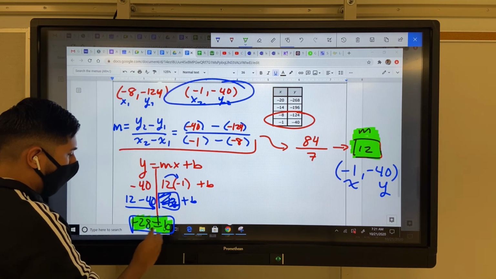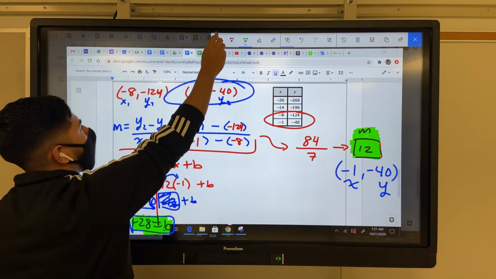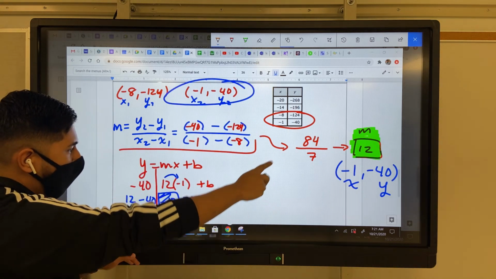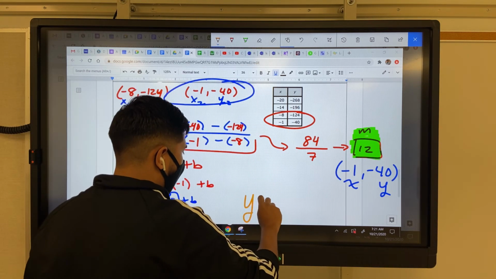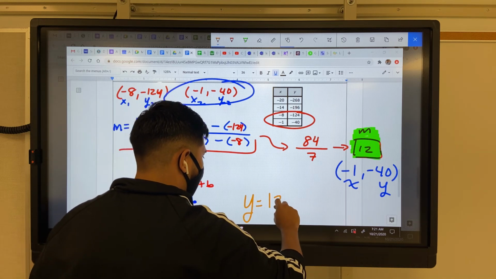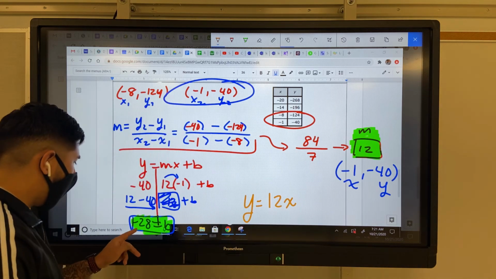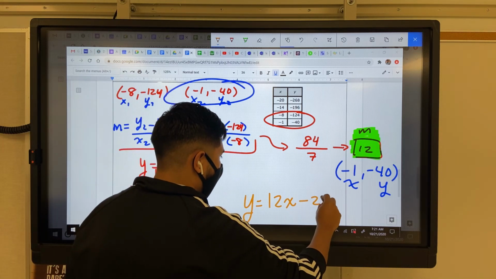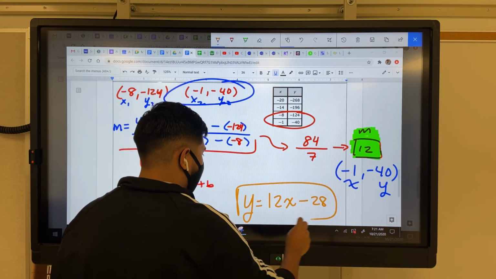This one was kind of difficult, I think. My answer from the highlighted portions, y equals 12x. This is a -28, so I just need to put -28. And that's it.